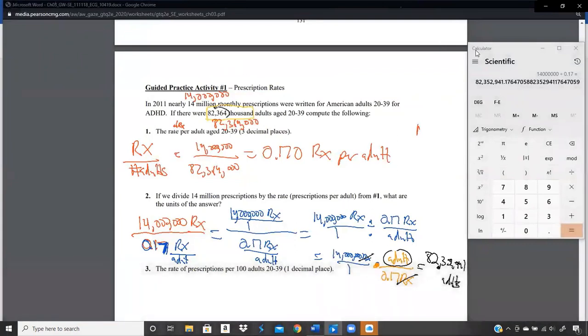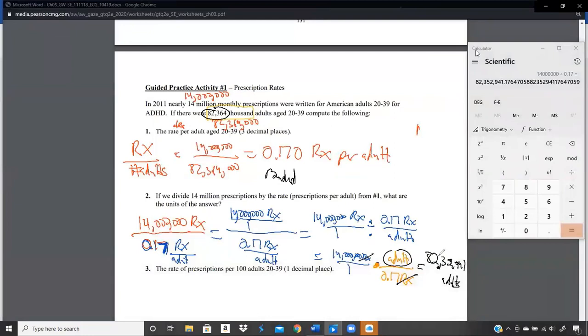which again is very, very close to the number of adults. The only reason it's not exactly the same is because we rounded the 0.17. This was rounded. If I left this as 0.1699, whatever the rest of it was, then it would actually give us the exact number of adults. But it's very difficult to use that exact number for obvious reasons. So the rate of prescriptions per adult is 0.17. If we divide, we end up canceling the prescription units and getting the number of adults.